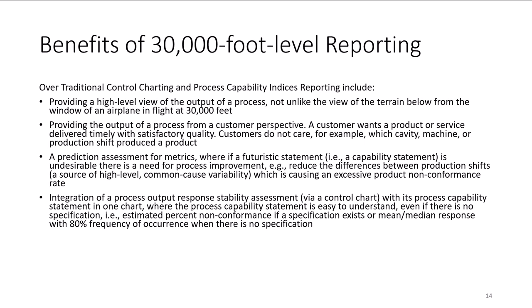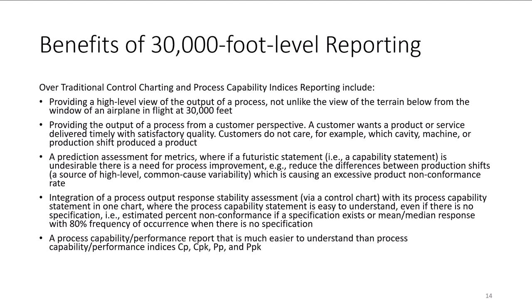Integration of process output response stability assessment via an individuals control chart with its process capability statement in one chart, where the process capability statement is easy to understand even if there's no specification. That is, estimate the percentage non-conformance rate if a specification exists, or the median response with 80% frequency of occurrence when there is no specification. A process capability performance report that is much easier to understand than process capability indices Cp, Cpk, Pp, and Ppk.